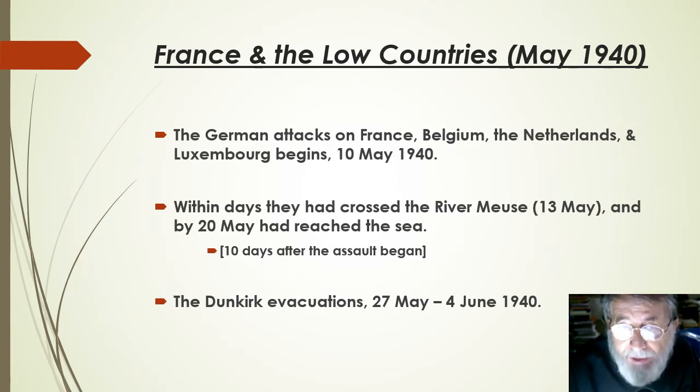The attacks on France, Belgium, the Netherlands, and Luxembourg began on the 10th of May 1940. That's very soon after the invasion of Norway. Within days, they had crossed the river Meuse in France on the 13th, and by the 20th of May, they had reached the English Channel. 10 days after the assault had begun, the British Dunkirk evacuations followed on the 27th of May, continuing to the 4th of June.